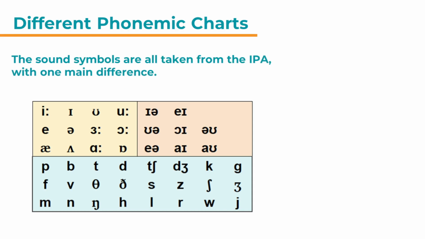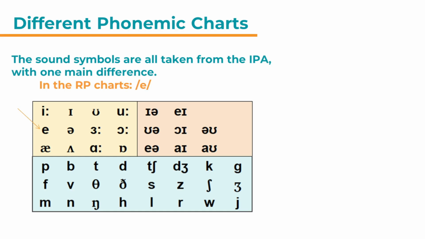Now, these sound symbols that you can see here are all taken from the IPA with one main difference. The IPA is the International Phonemic Alphabet, and of course it contains all of the sound symbols for all of the sounds for all of the different languages, but we only need the ones for British English. And so we've taken the sounds from the IPA, only the ones that we need for British English, but there is one main difference. And that is for one of the single vowel sounds, you can see the arrow pointing to the e.